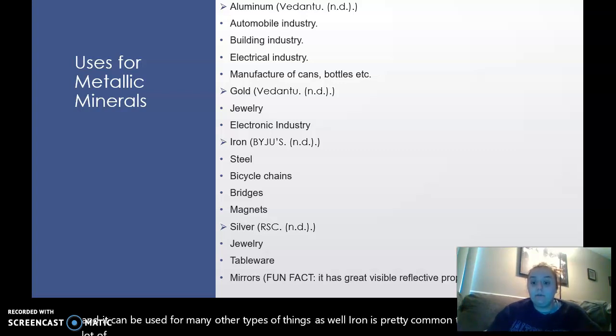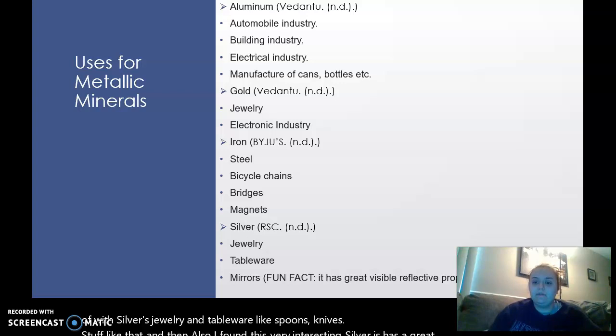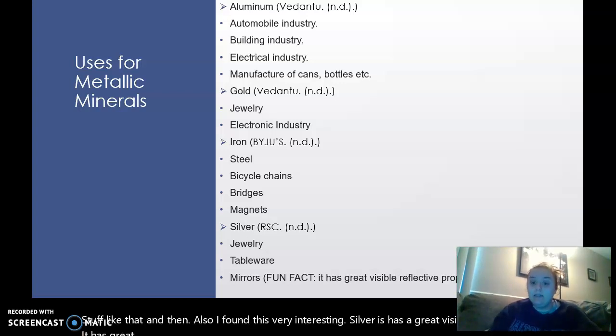And then we have silver, where another common thing you would think of is jewelry and tableware, like spoons, knives, stuff like that. And then I also found this very interesting: silver has great visible reflective properties, so it's used in mirrors, which I found very interesting.